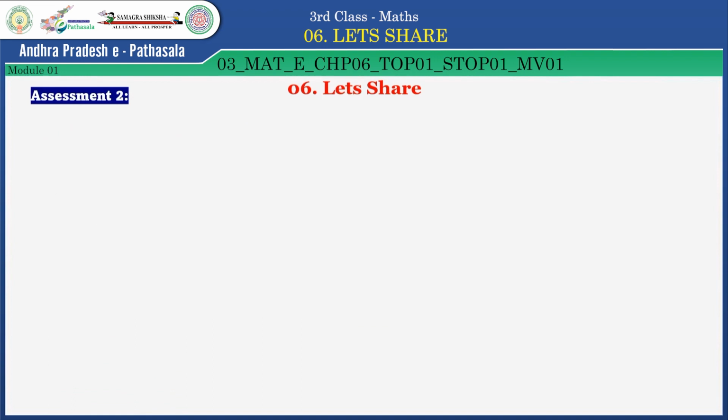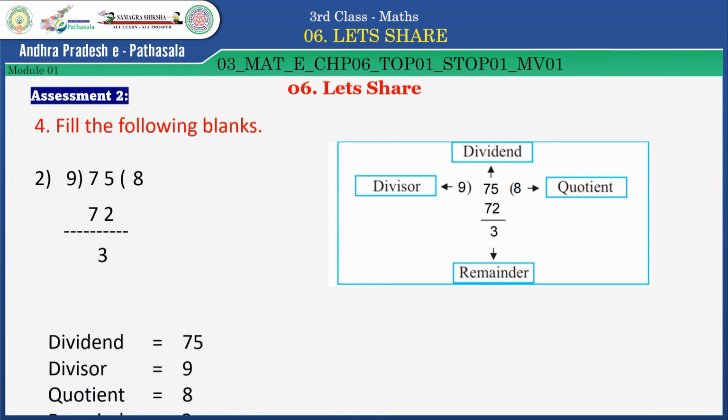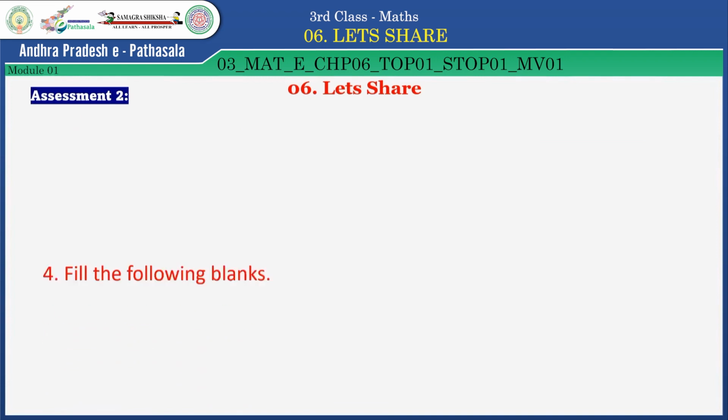Fill in the blanks. The second one is 75 divided by 9. Here clearly the dividend is 75 and the divisor is 9. In the 9 table, 9 8s are 72. 75 minus 72 is 3. Therefore the quotient is 8 and the remainder is 3.